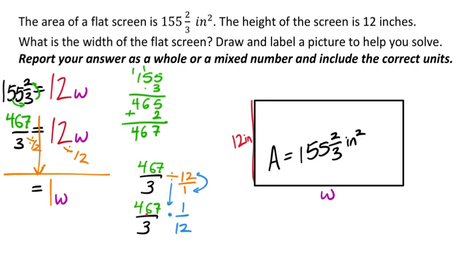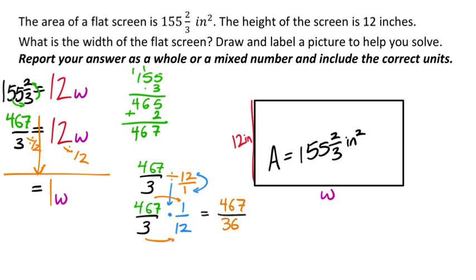So 467 thirds. 467 is not divisible by 3, so the 12 isn't going to do us any good. If I had kept that error, the 460 whatever I had on there, which was a mistake, then we could have simplified it. But I don't see any simplification possible here. So we just multiply the numerators and denominators. In the numerator, 467 times 1 is just 467, and 3 times 12 is 36.